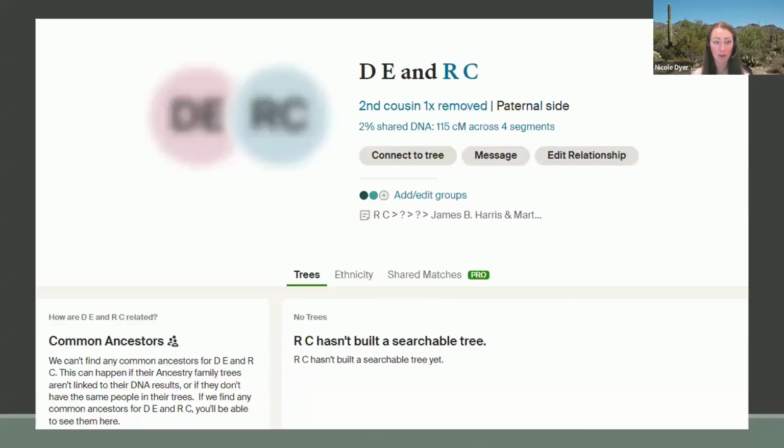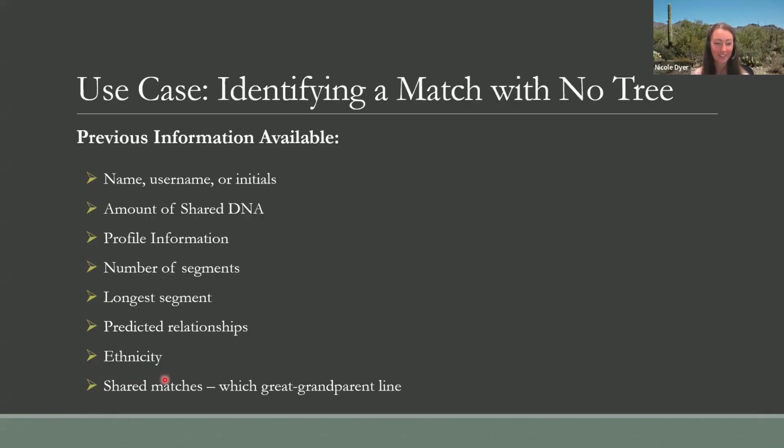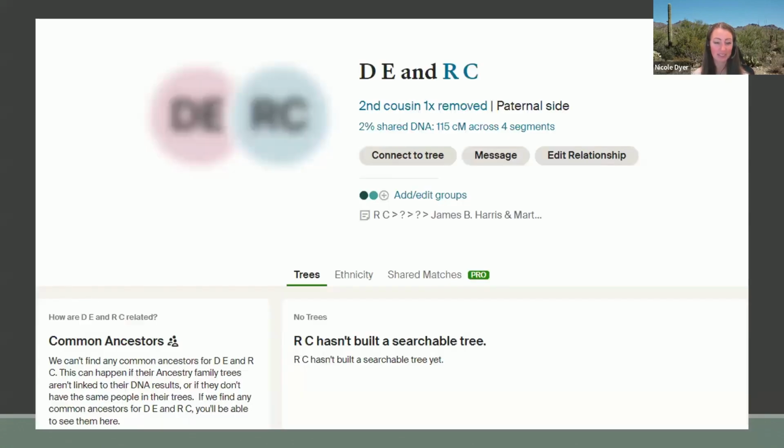So let's take an example from my mom's matches. And this match is named RC. And you can see that we've used shared matches to narrow down a potential common ancestral couple. So it looks like this could be on the Harris side. And there's no tree for RC, but RC shares 115 centimorgans across 4 segments and is on the paternal side, which I failed to add. Should have added the side on this list. I guess it goes along with the clustering, but it's actually through the side view, so it's not through clustering. It's kind of through clustering. So it's paternal. We think maybe Harris.